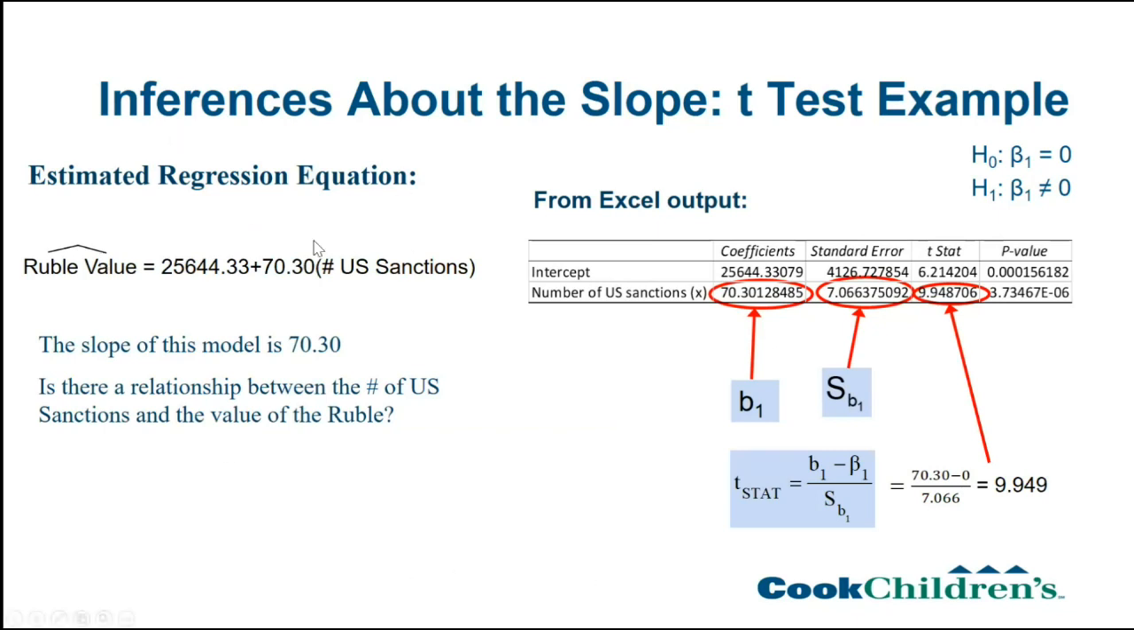So the regression equation here, the slope is obviously 70.3, this B1, and then your standard error is calculated here within that table, 7.06, and your t statistic, which is 9.949. So this basically tells you that there is a relationship between the number of U.S. sanctions and the value of the rupee, just to further solidify that your model has some meaning.